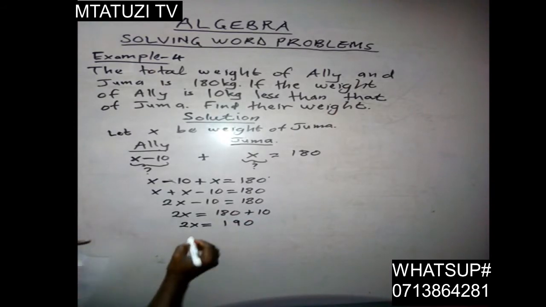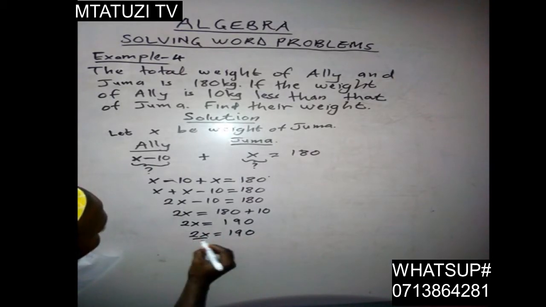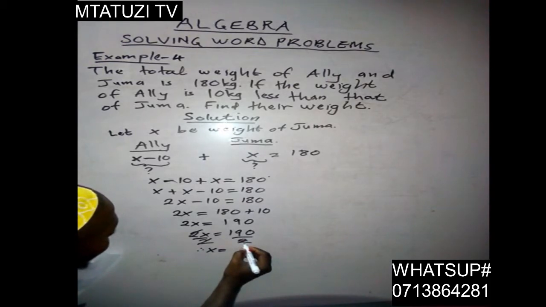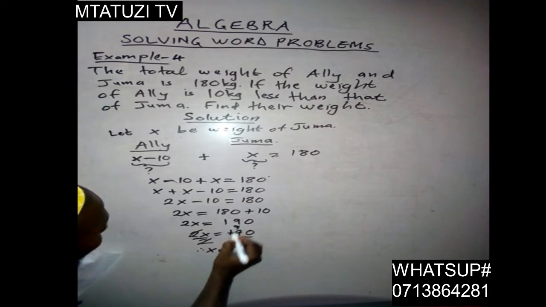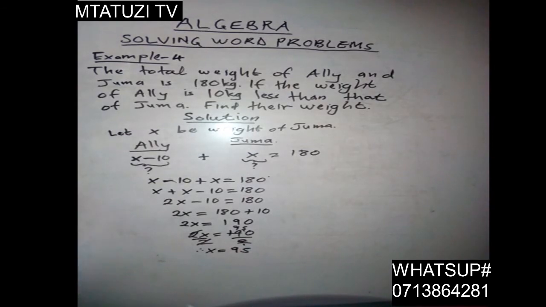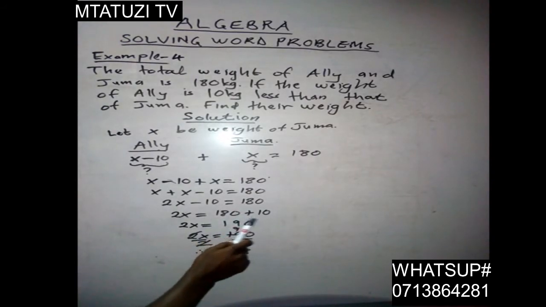So 190. So there we divide by 2x. 2x is equal to 190. Divide by 2, divide by 2. 2 and 2 cancel. It remains x is equal to how much? By 2, 1. By 2 here, it's 9. And here, 95. So x is equal to 95. Tumeona? Tulikosea hapa kwenye kujumlisha hapa. Mimi nilitoa baada ya kujumlisha. Kwa kujumlisha unapata 190. 190 ukigawanya kwa 2 unapata 95.